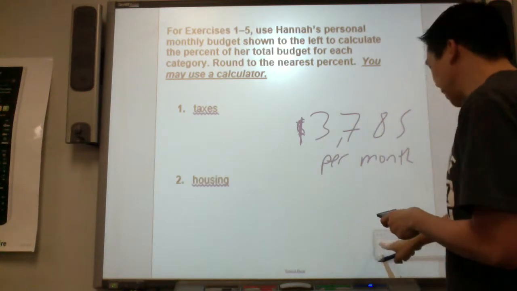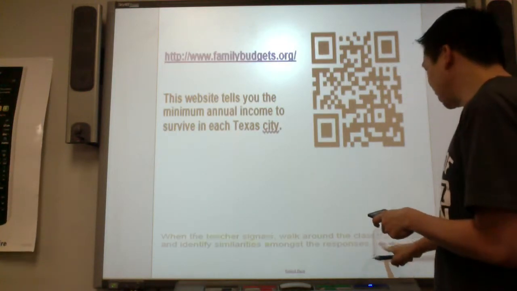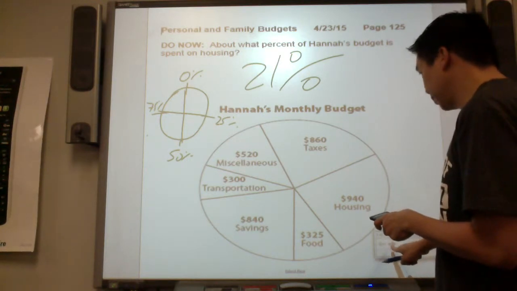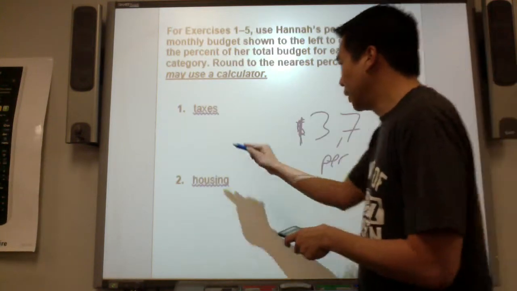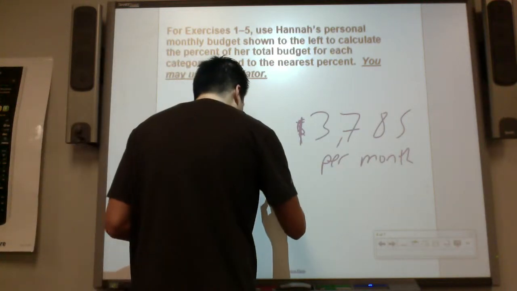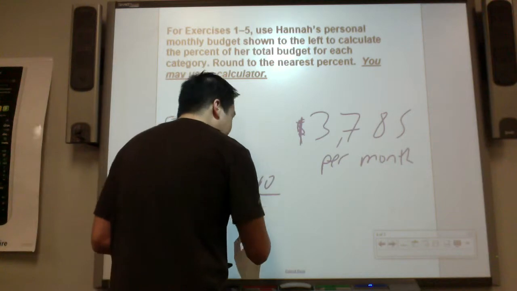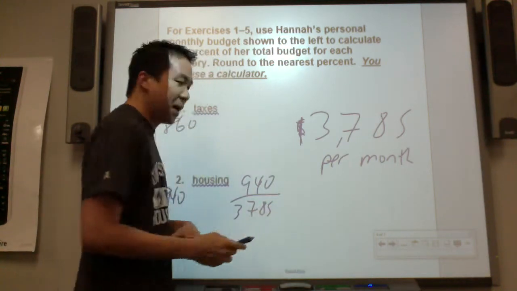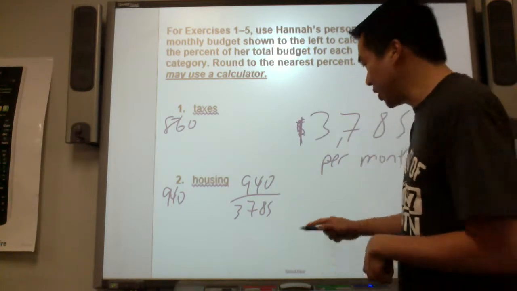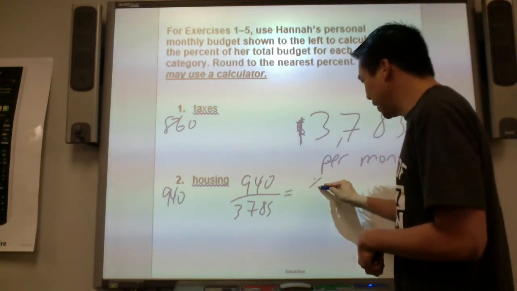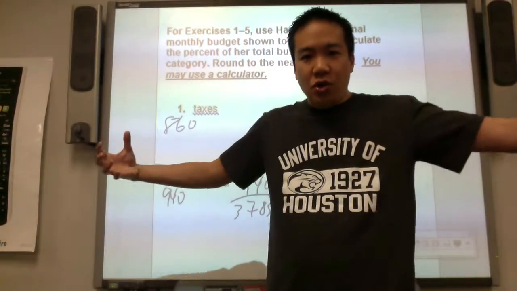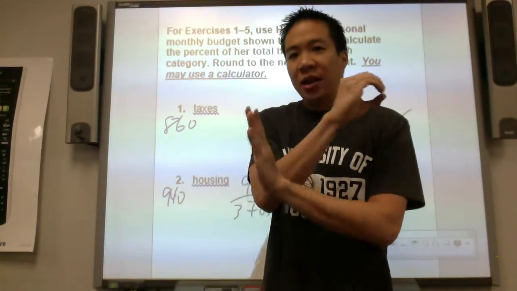But housing takes up $940. This is $860. This is $940. So $940 out of $3,785 are spent on housing. I predicted it was going to be about 21%. So what is percent again? So remember this? Part to whole, percent per 100.